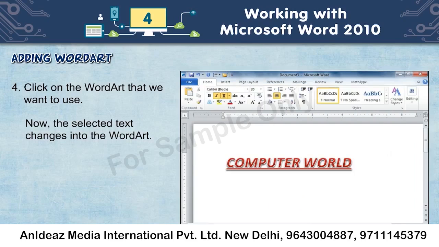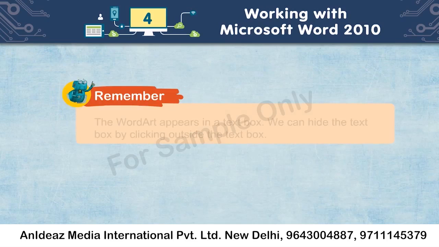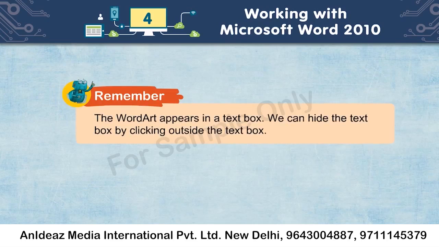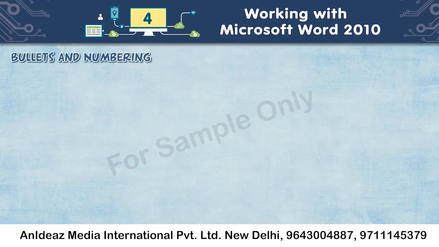Now, the selected text changes into the word art. Remember, the word art appears in a text box. We can hide the text box by clicking outside the text box.